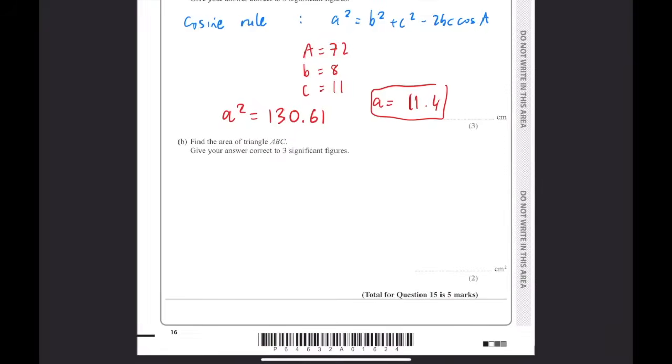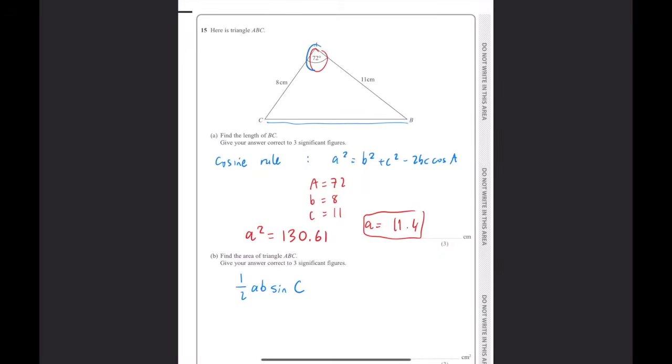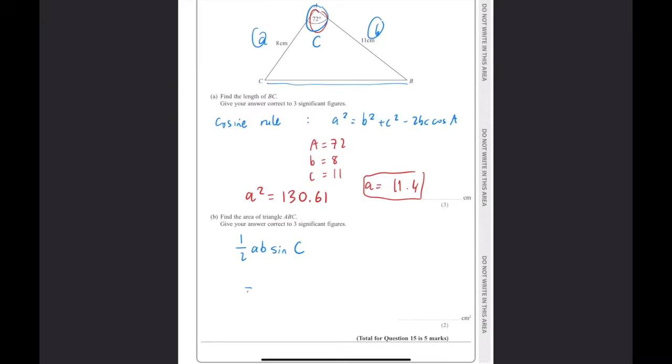Now again, non-right angled triangles, if we don't have the perpendicular height, then we use half ab sin C. So again, we have the angle, so that is going to have to be our C in this case, which means A and B are going to be these two. So in our calculator, we would put half times 8 times 11 sin 72. And that's going to give us a value of 41.8 centimeters squared.